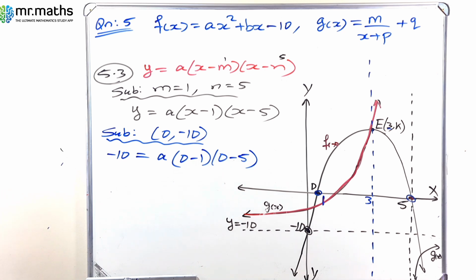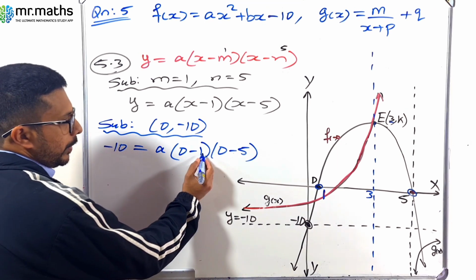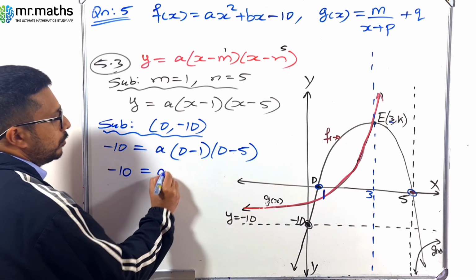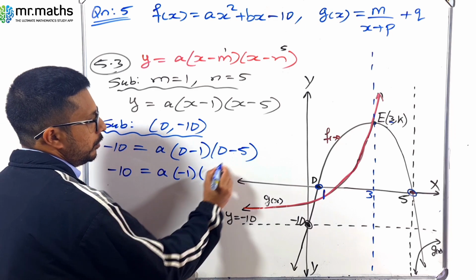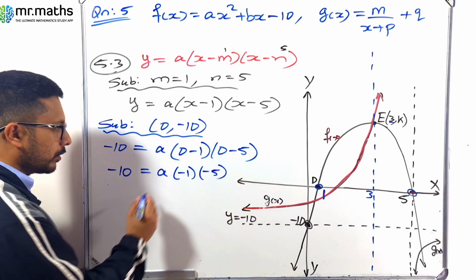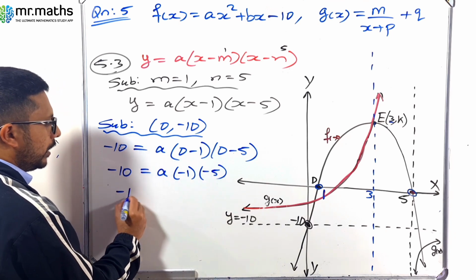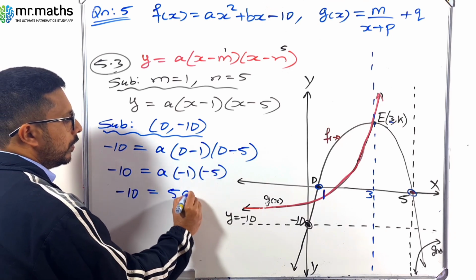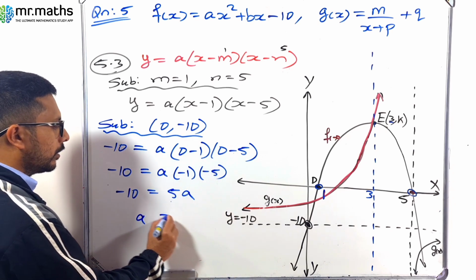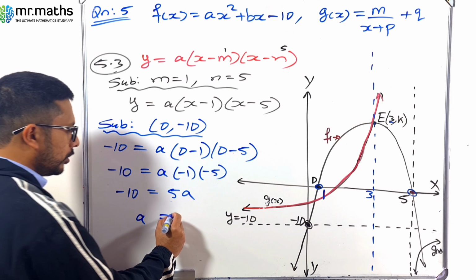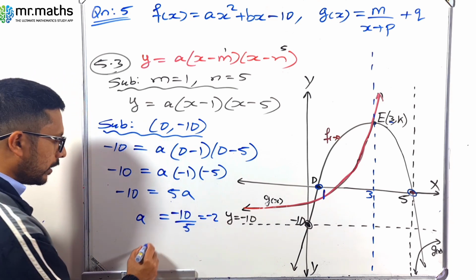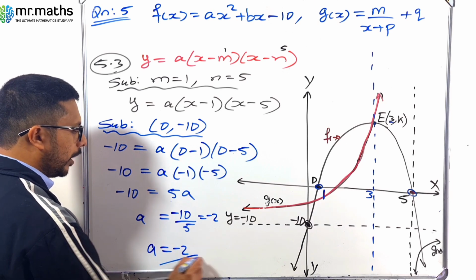Now we have to simplify that one. So 0 minus 1 is minus 1. So minus 10 is equal to a into minus 1 into 0 minus 5, which is minus 5. So minus into minus is plus. So 1 into 5 is 5. So minus 10 is equal to 5a. What is a from here? Divide both sides by 5. So it is minus 10 divided by 5, which is minus 2. So the value of a is minus 2.